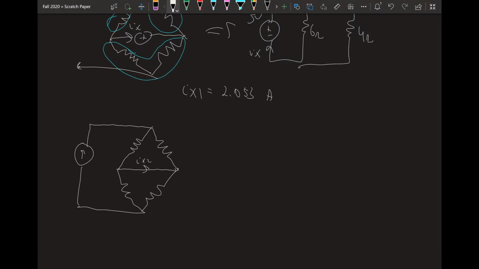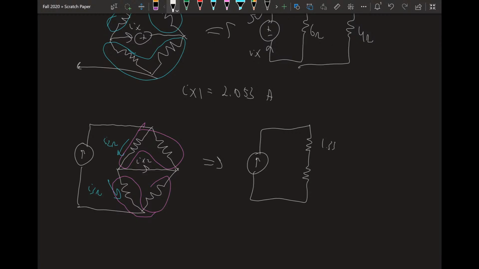I would suggest using Kirchhoff's current law to solve this problem. If you can find this current and this current, I'm going to call this I2 ohms and call this I3 ohms, you can solve for Ix2 using KCL. To simplify this circuit, I would suggest combining everything as follows. You can combine these two in parallel and these two in parallel. When you do that, you're going to get 1.33 and 0.75 ohms.